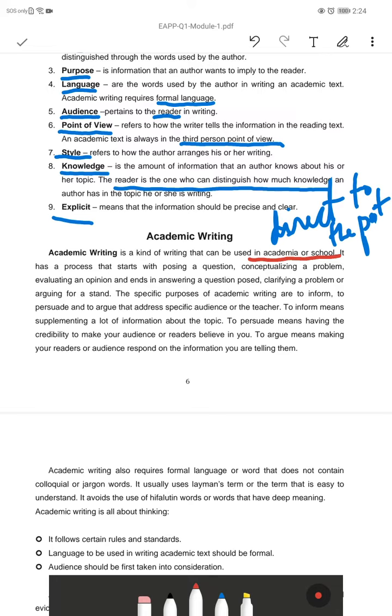So basically, it talks about why we are writing academic writing. So the specific purposes of academic writing are to inform, to persuade, and to argue that address a specific audience or the teacher. Okay?